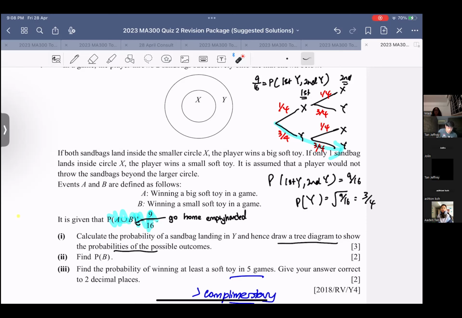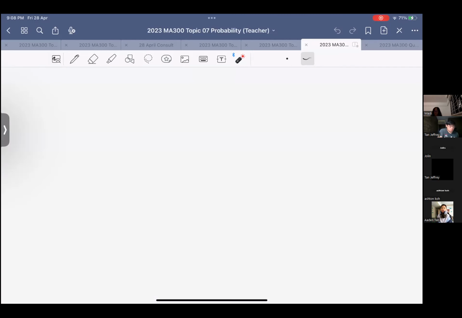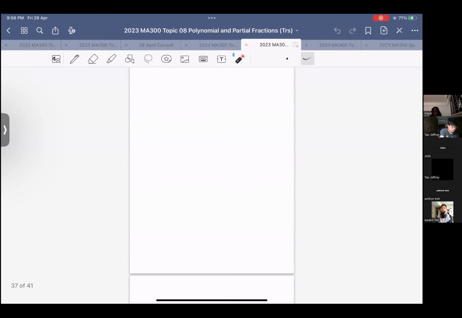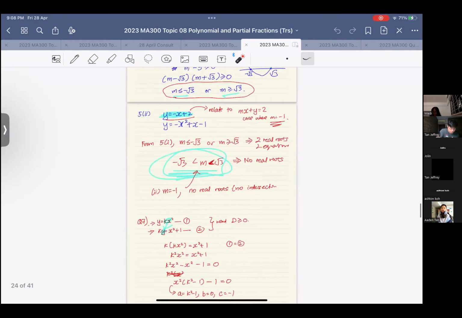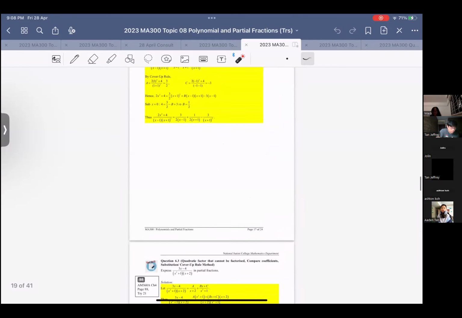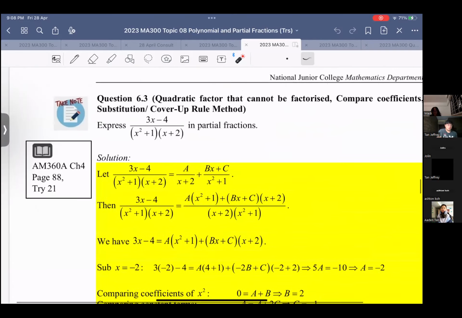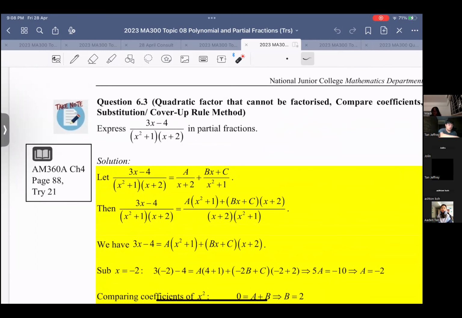Mr. Dunn, could you go through partial fractions question 6.3 again? Okay. So 6.3, right? First of all, I must first check that it's a proper fraction. On top is power 1, below is power 3. Power 1, power 3. So this is a proper fraction.